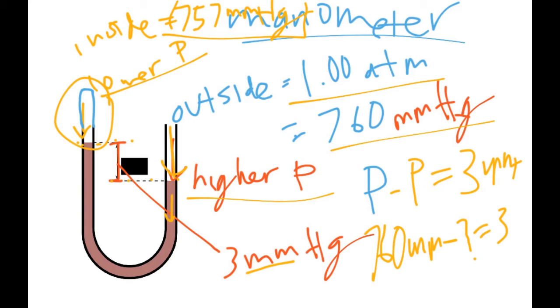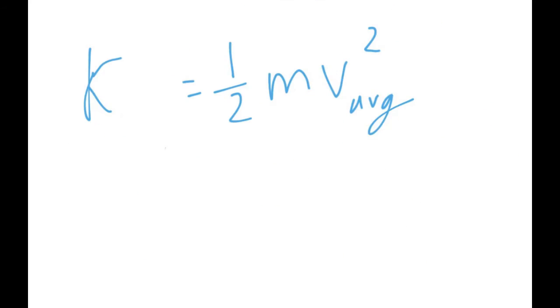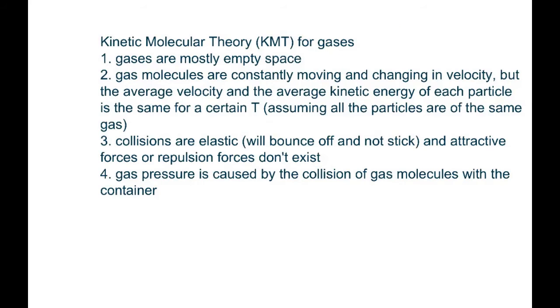But now that we're done with this, let's talk about the KMT, or the Kinetic Molecular Theory, for gases. This theory states that gases are mostly empty space. This makes sense since gases are super small particles and they're spread apart, so there's a huge distance between these small particles inside a volume, and that's why gases are mostly empty space.